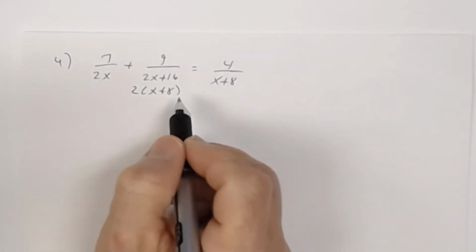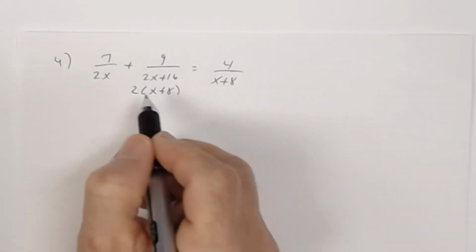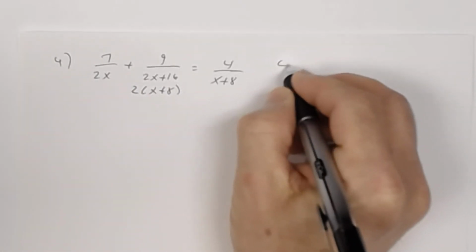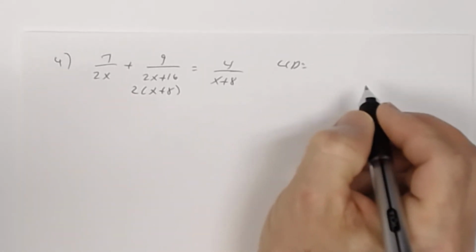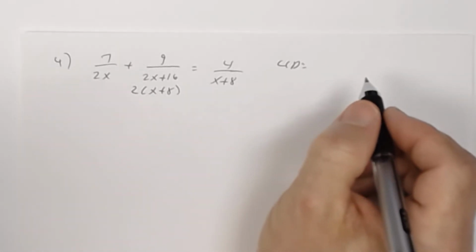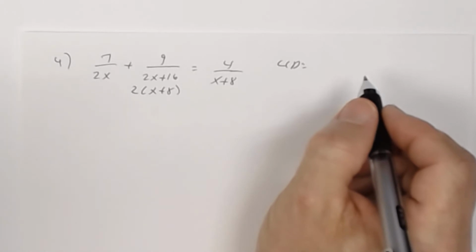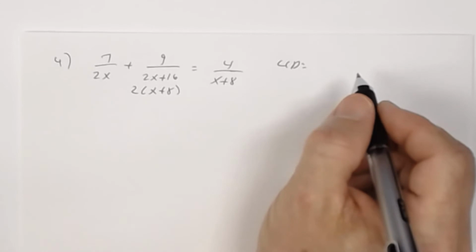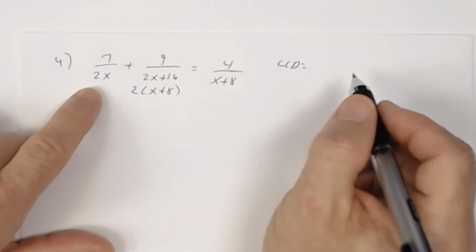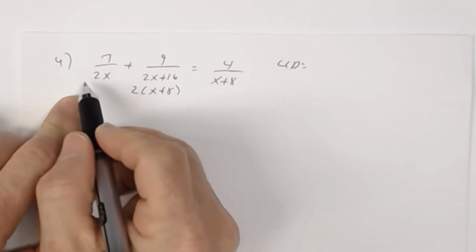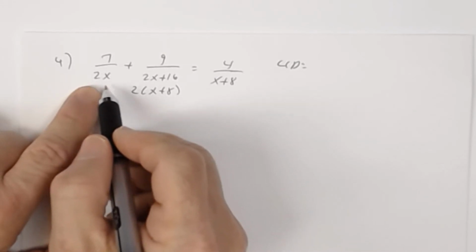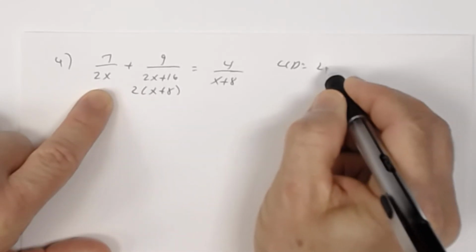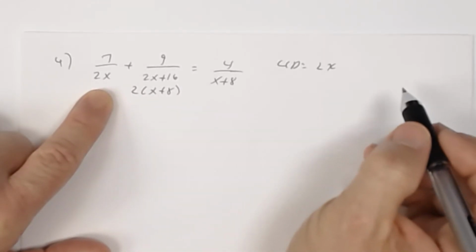And so the first thing I did was to factor the denominators, and the only thing I could have factored was this one. The next thing you've got to do is now find the least common denominator. So your least common denominator must include every factor that you see. If I look at the first denominator, there are two factors here, a factor of 2 and a factor of x. So I have to have 2x in my least common denominator.